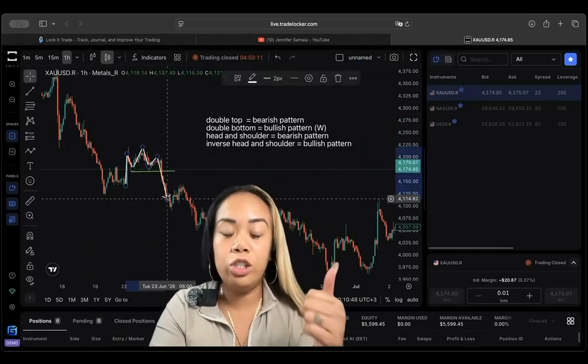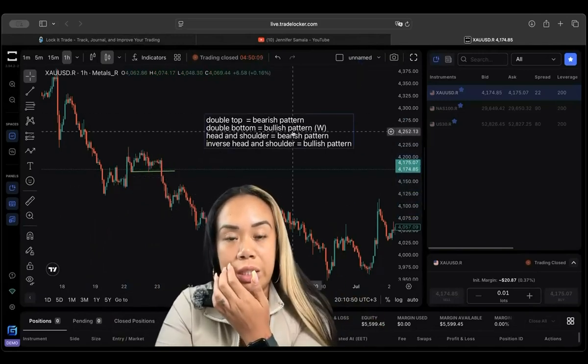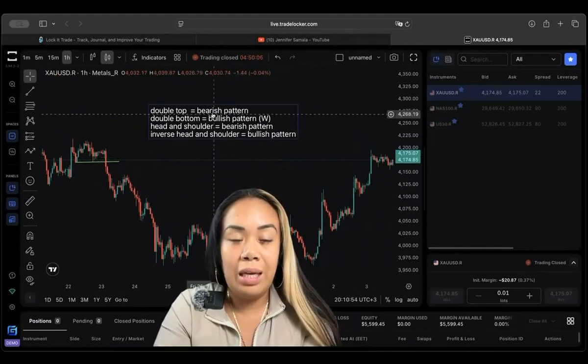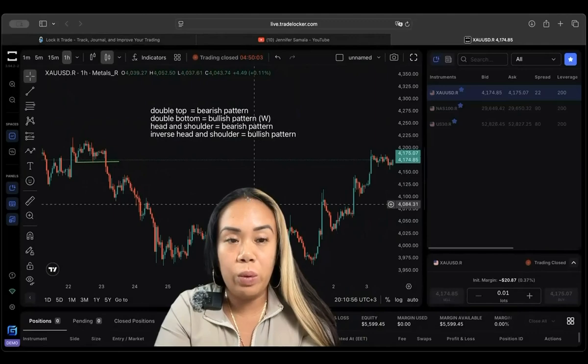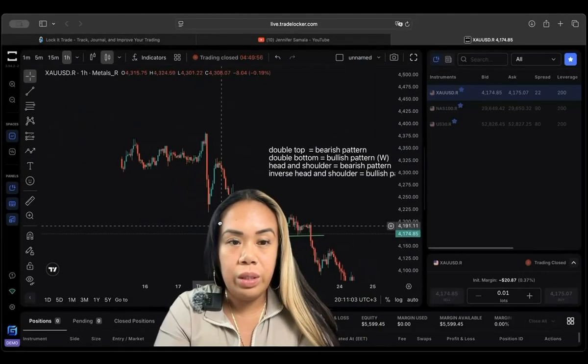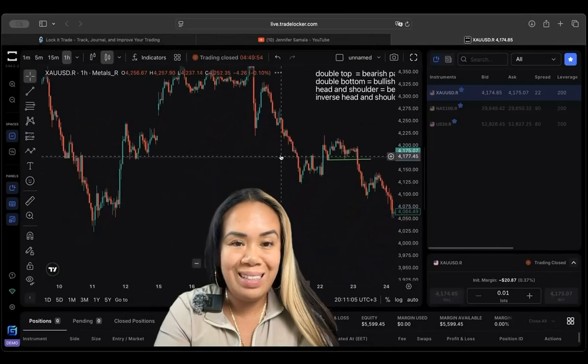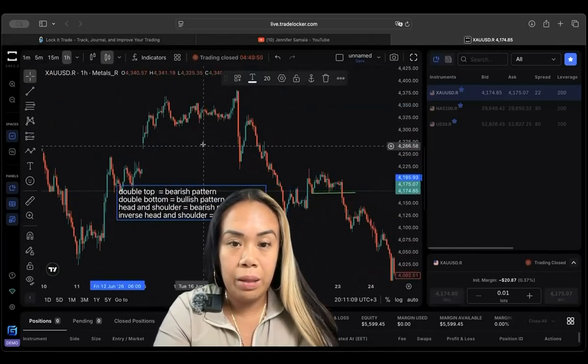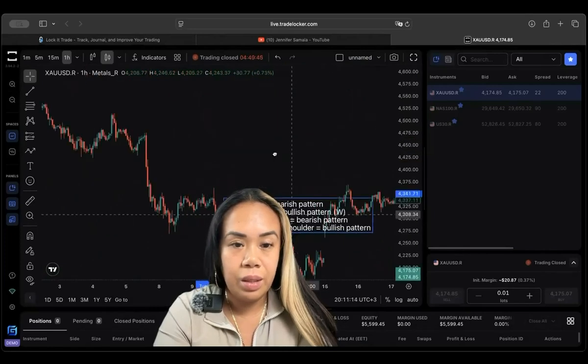Okay, so we just did head and shoulder and a double bottom, which are these two right here in the middle. Let's go see if we could find a double top and an inverse head and shoulder. So we did a double bottom. We're looking for a double top. You just have to play around with it sometimes.